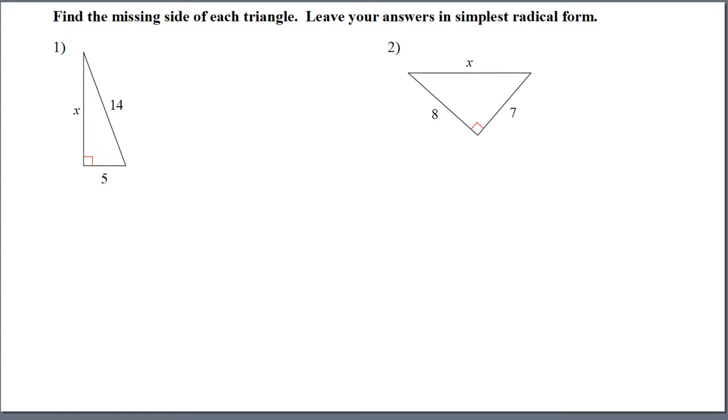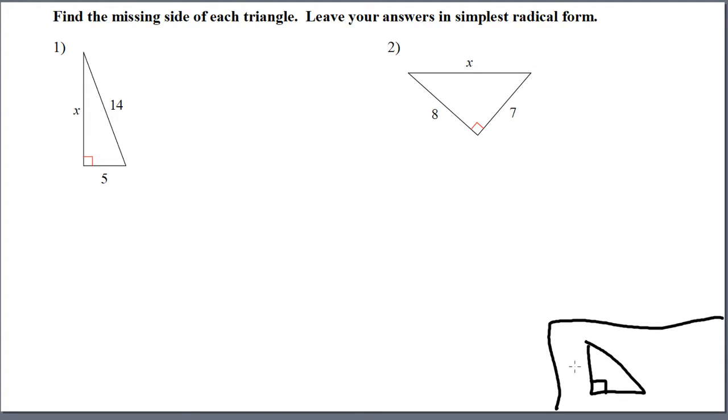Hello everyone. Today we're going to be finding the missing sides of each triangle and leave our answers in simplest radical form. So, how do we find the missing sides of each triangle? Well, since each triangle is a right triangle, that means I can use something called the Pythagorean theorem.